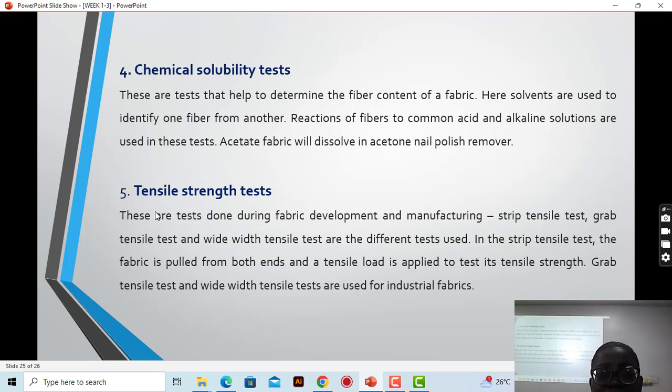Now, these are tests done during fabric development and manufacturing. When the textile designer is manufacturing the fabric from the basics, he or she does a lot of tests with the fibers that he wants to use to test their tensile strength before using them. For example, the person wants to make a fabric and use it to bag cocoa. Let's take it for example.